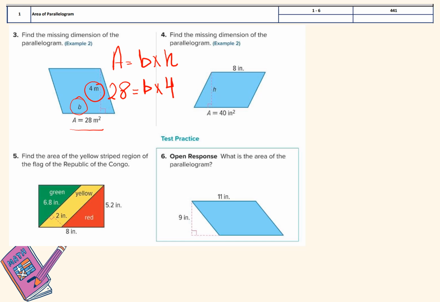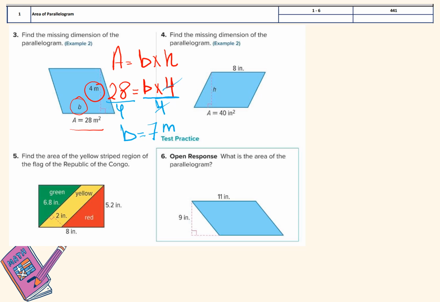Now, to find the value of B, we need to get rid of 4. 4 is multiplied by B. We need to ask ourselves, what is the inverse operation of multiplication? It's division. So I'm going to divide both sides by 4. So B equals 28 divided by 4, which is 7 meters. This is the value of B. Let's now look at question number 5.